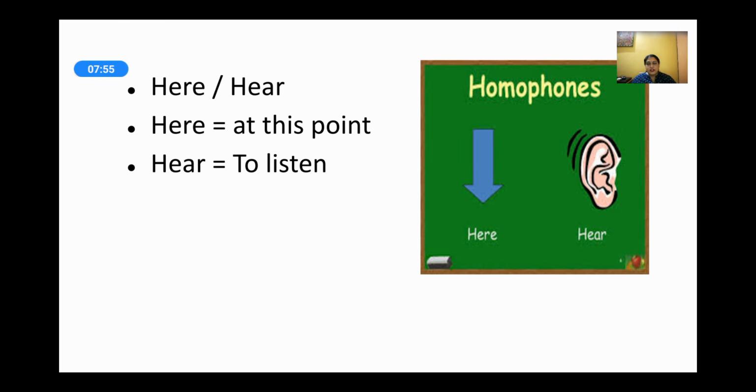Another illustration here, HERE. Here at this point it refers to direction, indication, position, where exactly. The other word here, the image of an ear is given. The function of an ear is to hear, as in to listen.